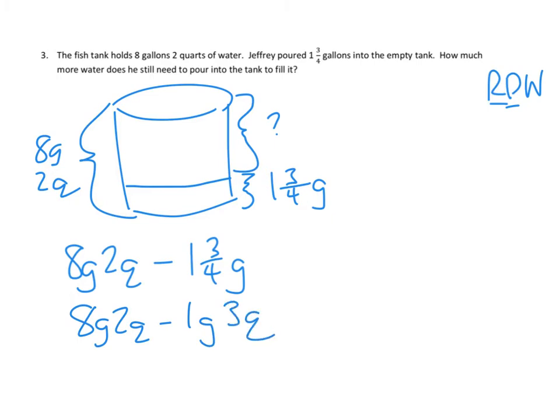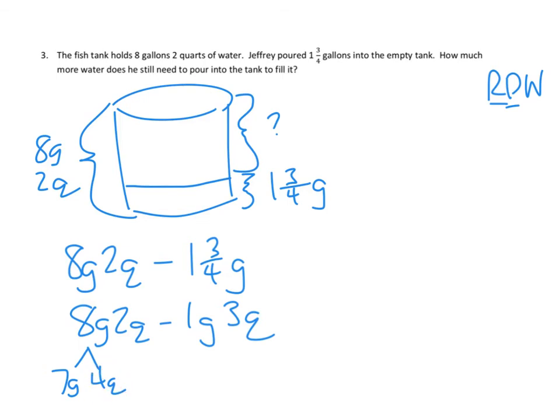Okay, fair enough. But now we've got another problem. We could take 8 gallons minus 1 gallon, no problem, but we've got 2 quarts and we need to subtract 3 quarts, and that's not going to work. So let's make some more quarts. I'm going to break down my gallon into 7 gallons and 4 quarts. That's the same as 8 gallons: 7 gallons, and this other gallon we've just converted into quarts.